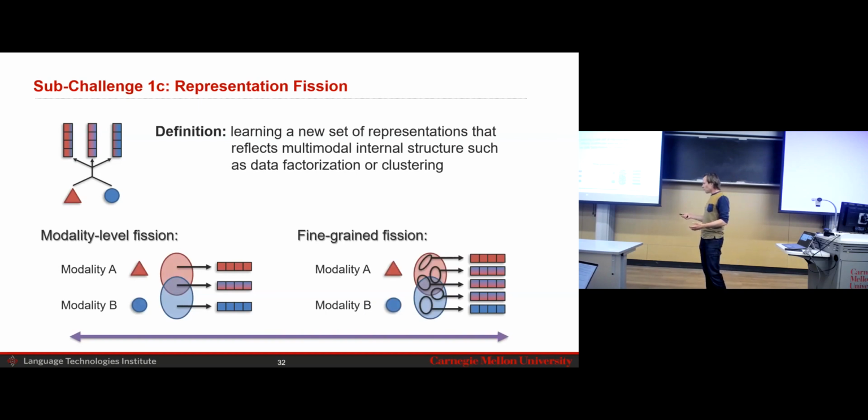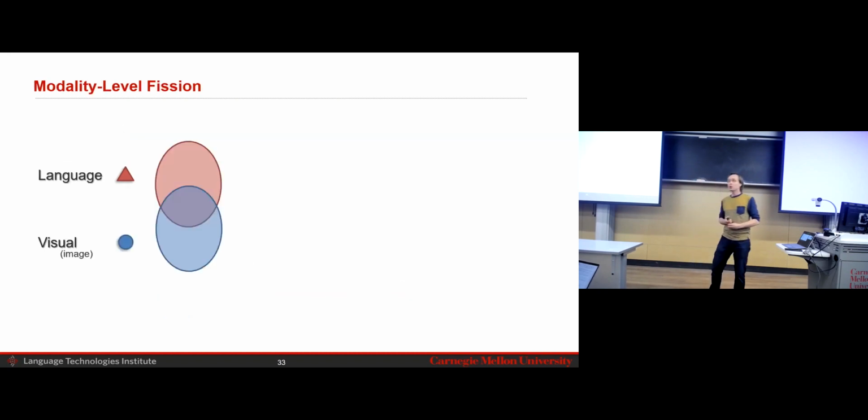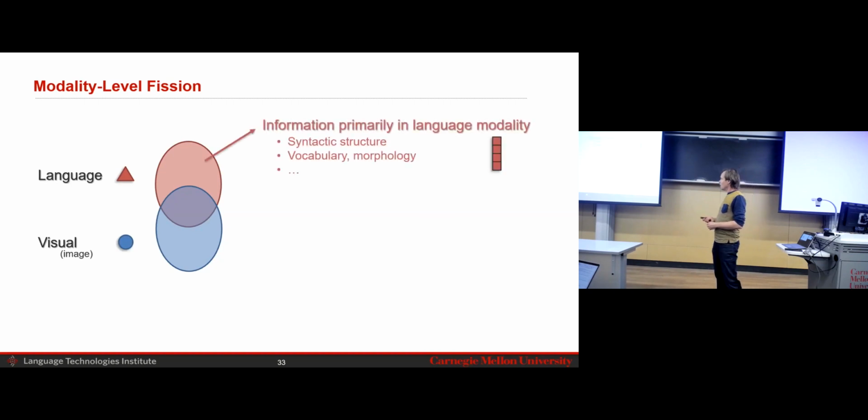One where we're going to factorize at the modality level, like what is unique to one modality or common or unique to the other modality. And then there's the one that we'll really look at the very more fine-grained clusters on how information can be aggregated. So modality fusion or fission in this case is the idea that you have all of language, you have all of vision, and if you think about it, there's something about language that is kind of unique.